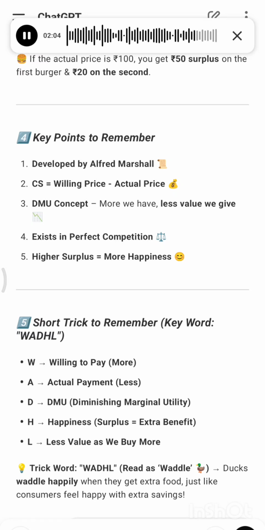Short trick to remember. Keyword: W, willing to pay more. A, actual payment, less. DMU, diminishing marginal utility. H, happiness, surplus, extra benefit. Less value as we buy more. Trick word: WADMUH, read as waddle. Ducks waddle happily when they get extra food, just like consumers feel happy with extra savings.